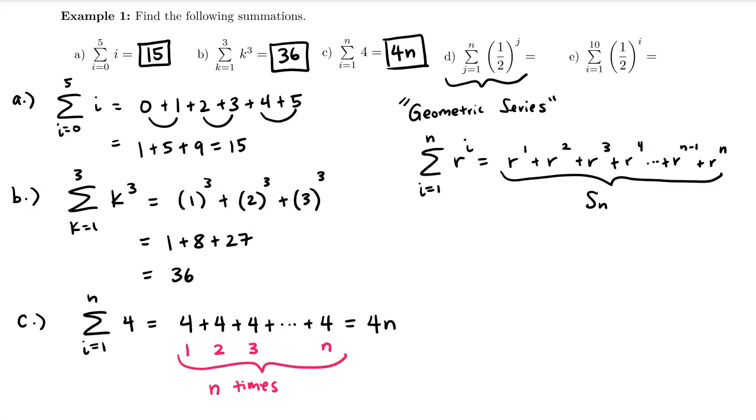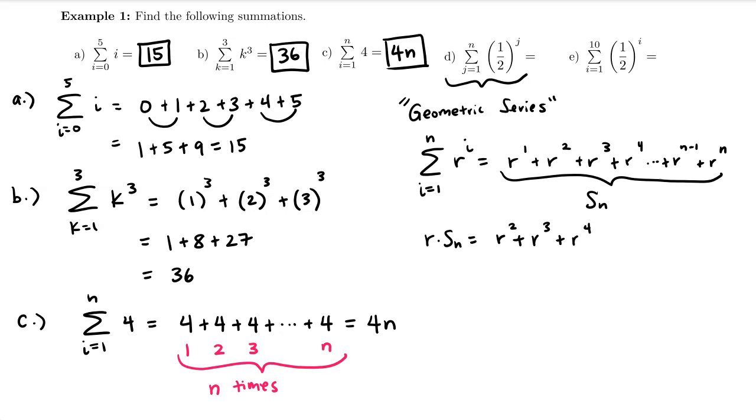If s sub n is equal to that, then r times s sub n is, I'm going to take my summation and multiply every term by r. My first term is r to the first power times r. If I simplify that, that gives me r squared. My next term, r squared times r, gives me r cubed.